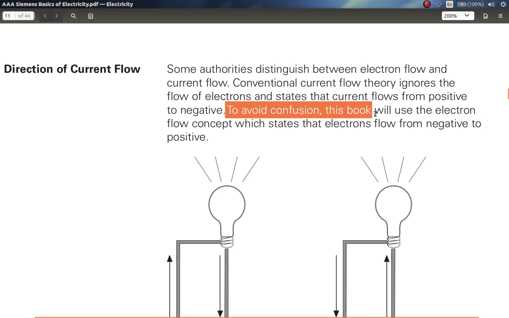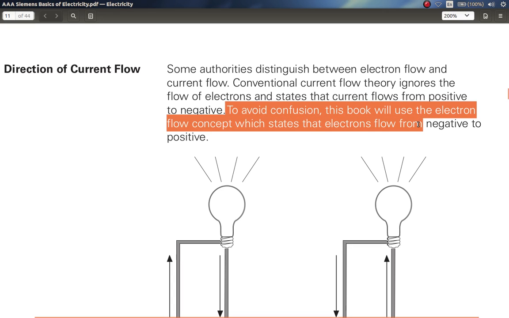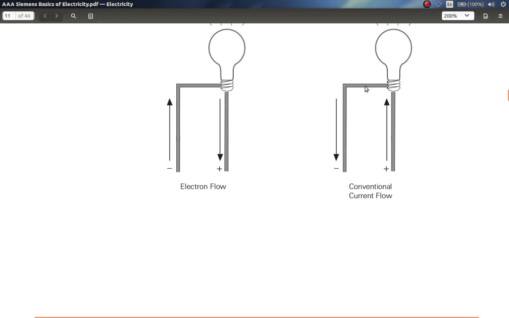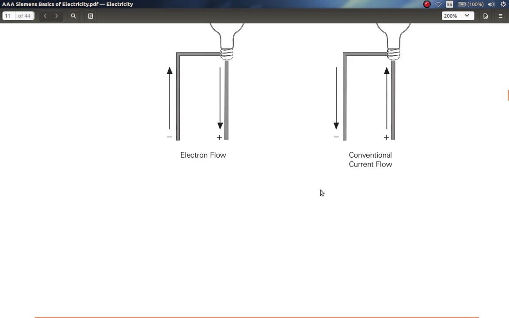To avoid confusion, this book will use the electron flow concept. We state that electrons flow from negative to positive. Right? This is electron flow that you're talking about here. This is conventional current flow. On the left you have electron flow, negative to positive. On the right you have conventional current flow, positive to negative.